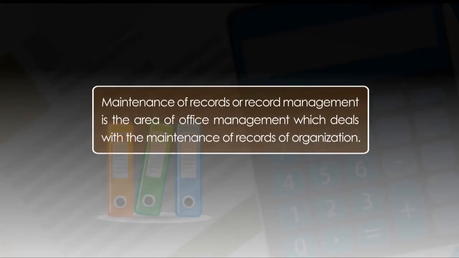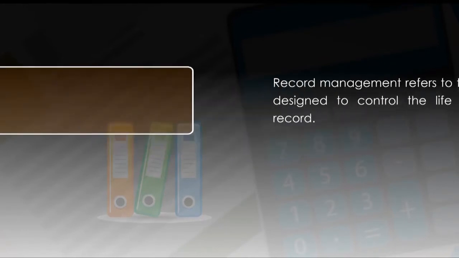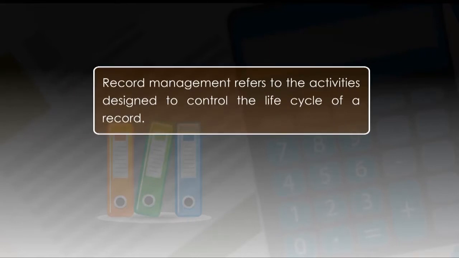Likewise, maintenance of records or record management is the area of office management which deals with the maintenance of records of organization. Record management refers to the activities designed to control the life cycle of a record. Whereas in records maintenance, the guiding principle is that information must be rapidly available at the prerequisite time and in the form it is required.